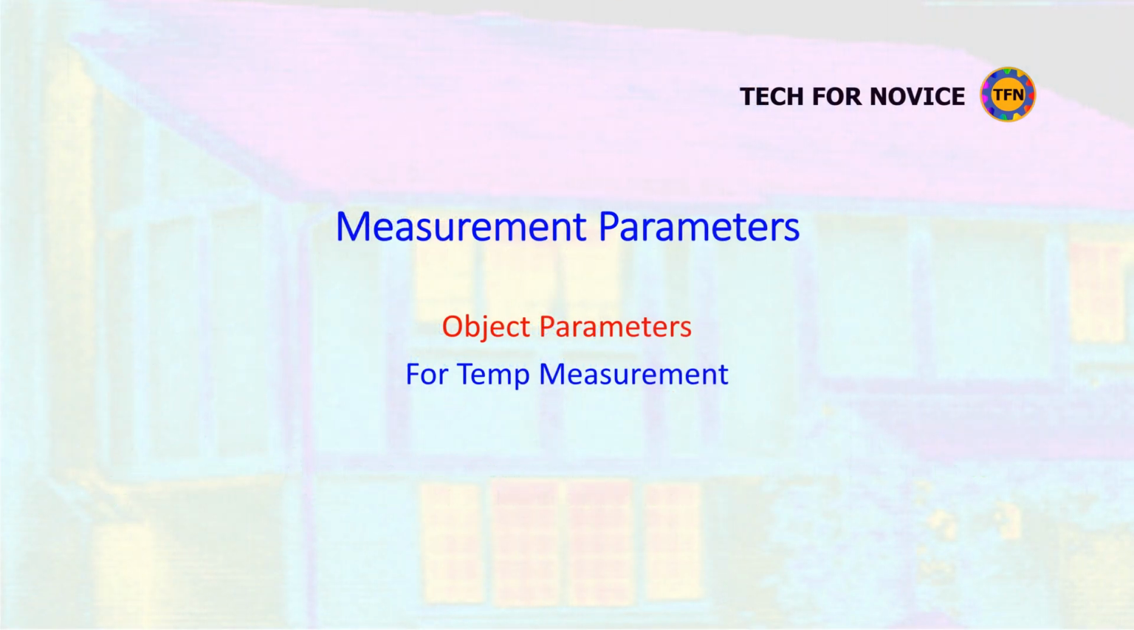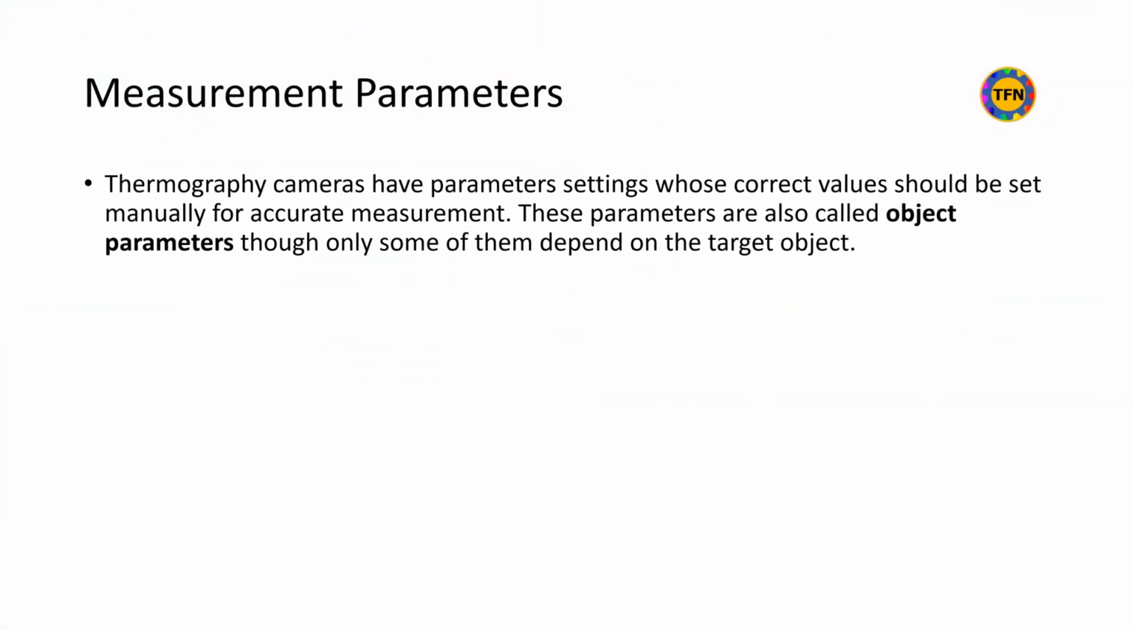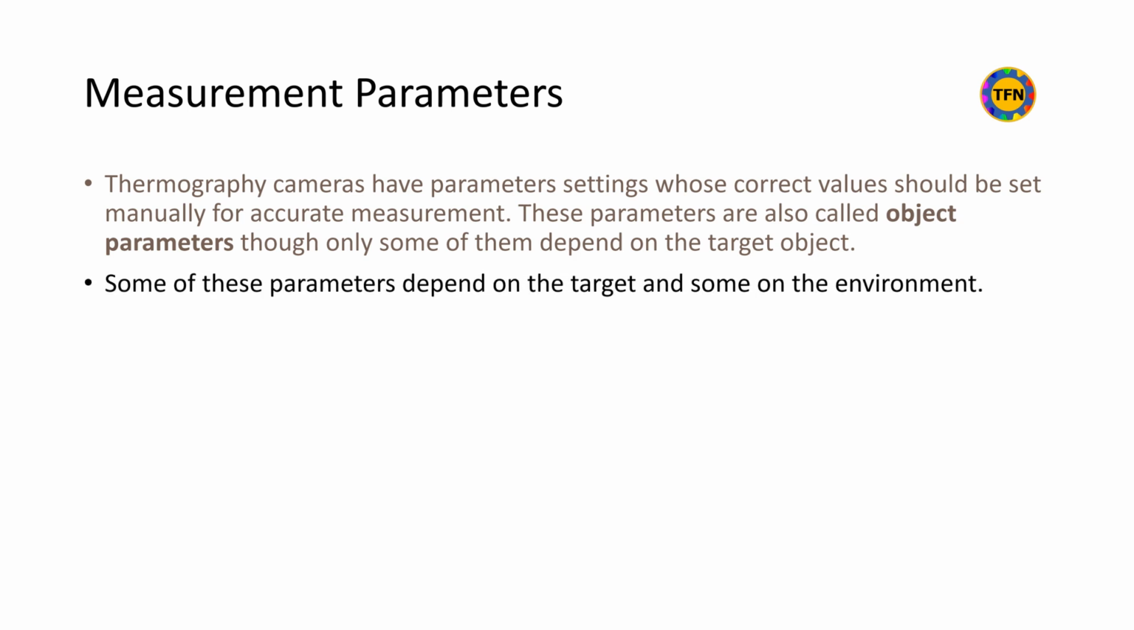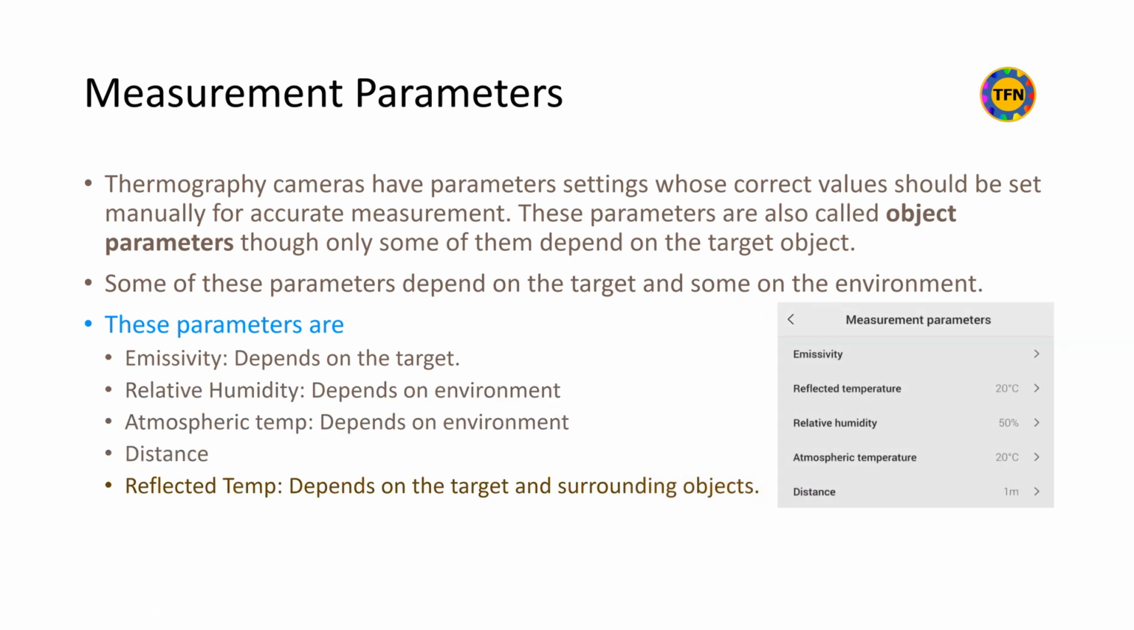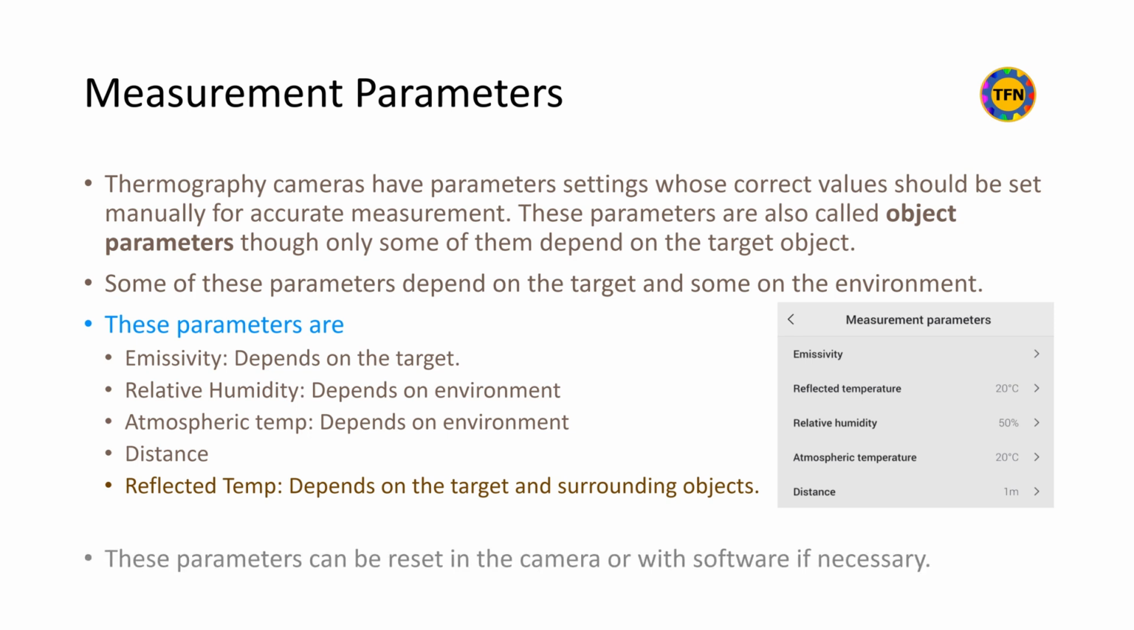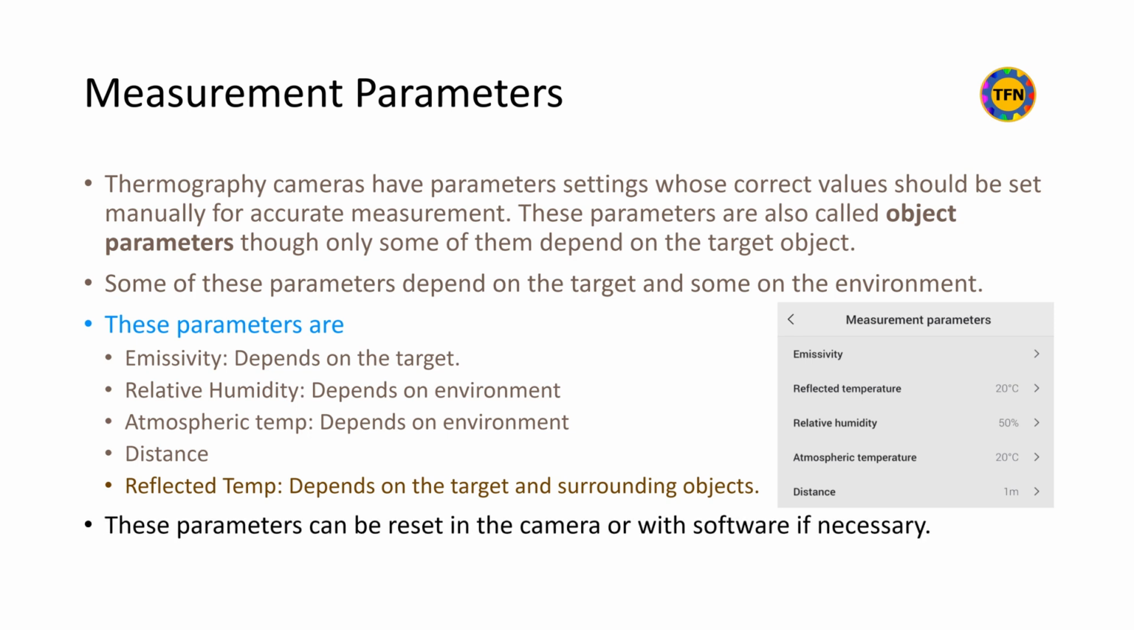Let us start with measurement parameters thermographers need to understand. Thermography cameras require some parameters of the target and environment for calculation of correct target temperature. They are emissivity, relative humidity, atmospheric temperature, target distance, and reflected temperature. Some of these parameters are easy to determine while some are tricky. Some of them have bigger influence while others have negligible influence, especially for short distance.